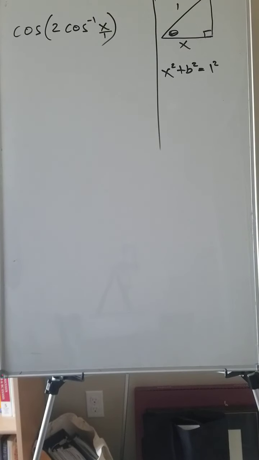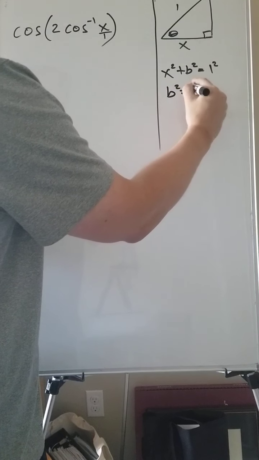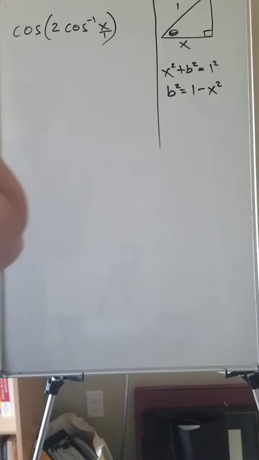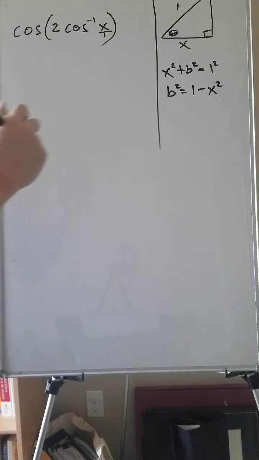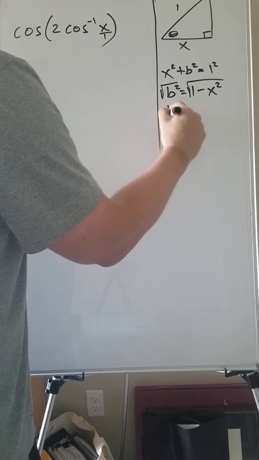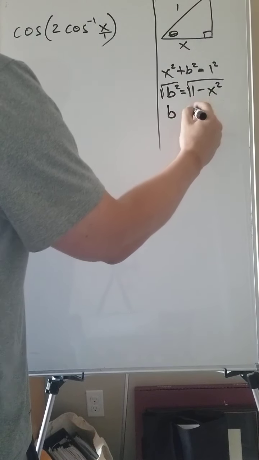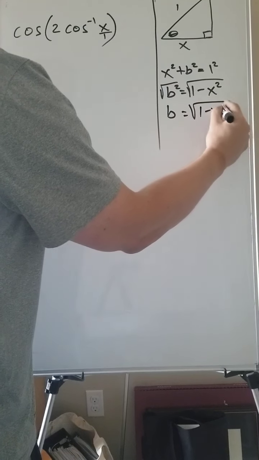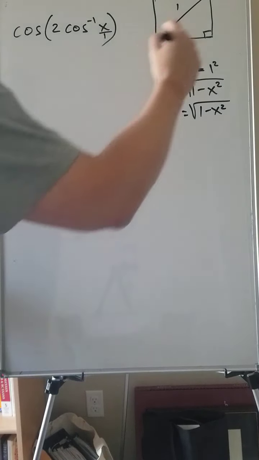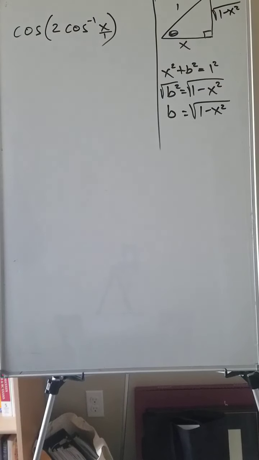I need b by itself, so I'm going to subtract the x squared to the other side. So I get b squared equals 1 minus x squared. I'll take the square root on both sides. The square root of b squared is b because that represents the side length and b can't be negative. The square root of 1 minus x squared does not simplify. So that means this side length here is the square root of 1 minus x squared.